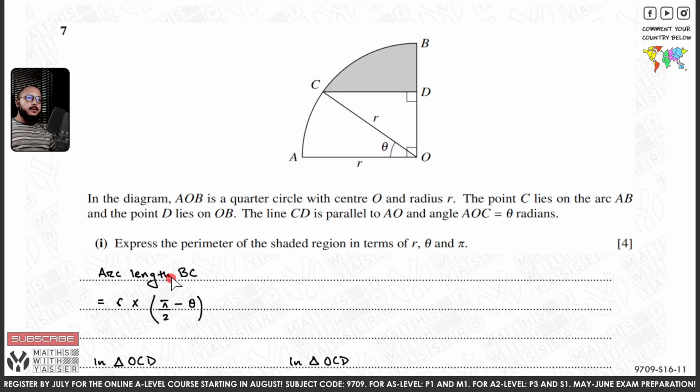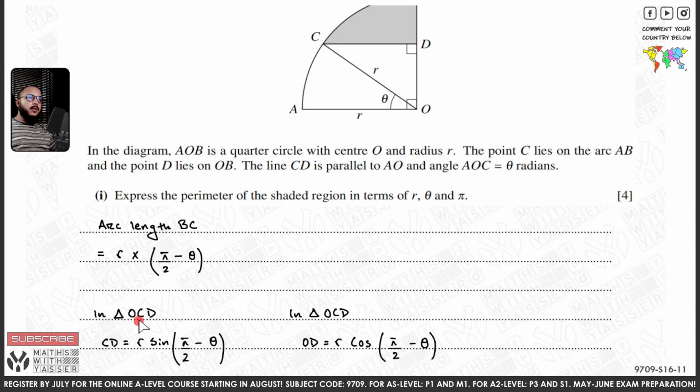So let's first find the arc length of BC. The formula for the arc length will be r theta, where the radius is also r over here, and this is 90 degrees, which means pi by 2. And if this is theta, that means this angle must be pi by 2 minus theta. So that is the arc length for BC.